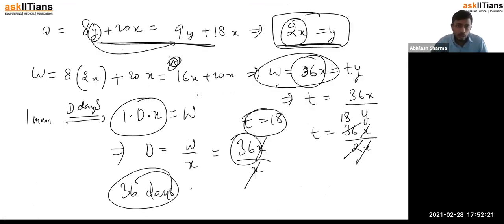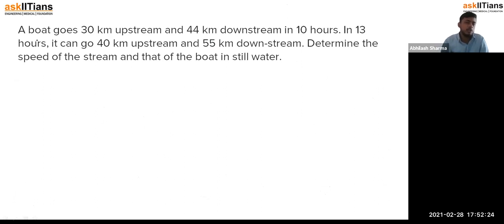Fine. Now let us have a look at another very good question. This question is basically telling us a boat goes 30 km upstream and 44 km downstream in 10 hours. In 13 hours, it can go 40 km upstream and 55 km downstream. Determine the speed of the stream and that of the boat in still water. So how can we do this question? It is pretty easy. Just one thing we need to know.